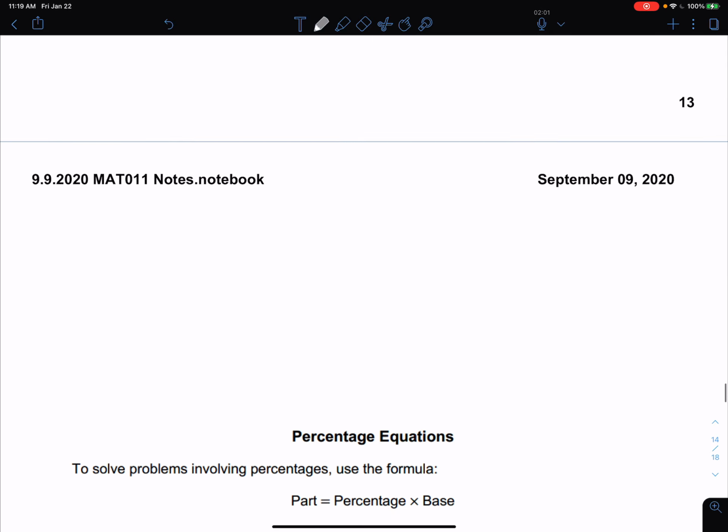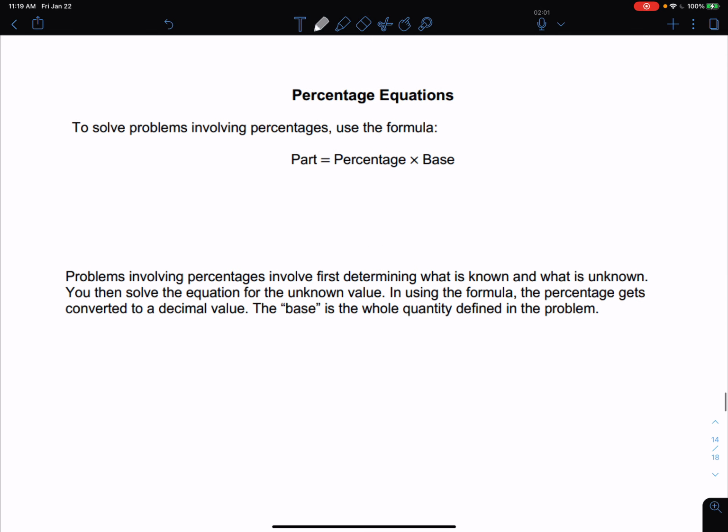So let's look at a few word problems. To solve these word problems, we're going to need our percentage equations. So to solve problems involving percentages, they're telling us to use the formula part equals percentage times base. So if we look at these sentences underneath, they explain this formula. They tell us that problems involving percentages involve first determining what is known and what is unknown. So sometimes we won't know the part, sometimes we won't know the percentage, and sometimes we won't know the base.